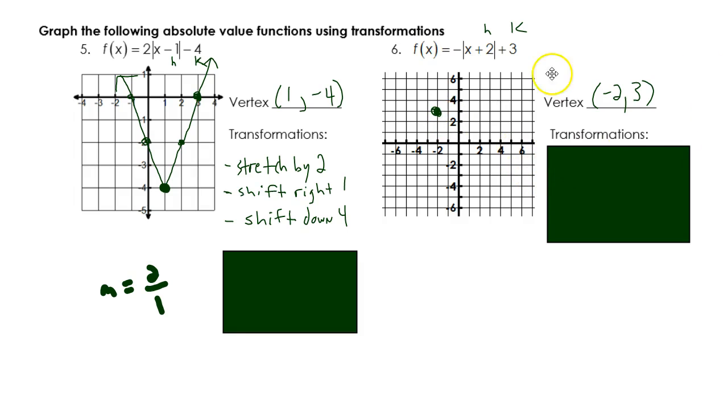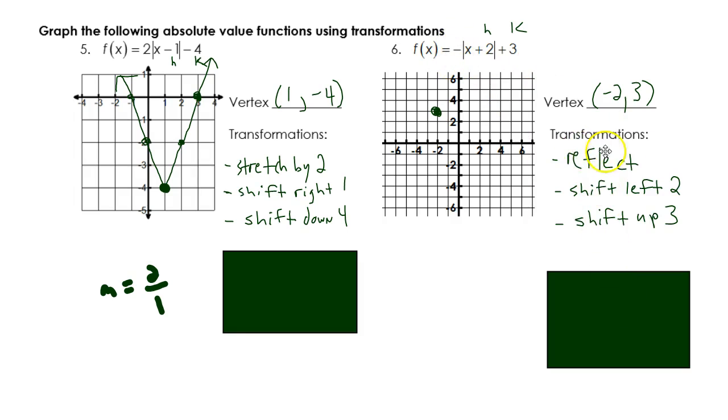Now for the transformations, this H is also a transformation of a shift left 2. And this +3 at the end is a shift up 3. But we also have this negative at the beginning, and that transformation is going to be a reflection. So instead of going up and to the right for the slope on the right side of the vertex, we're going to go down. Think of it as having a negative slope. So this function on the right side of the vertex is going to have a slope of -1 because there's an understood invisible 1 here. And as a fraction, we would say -1 over 1.